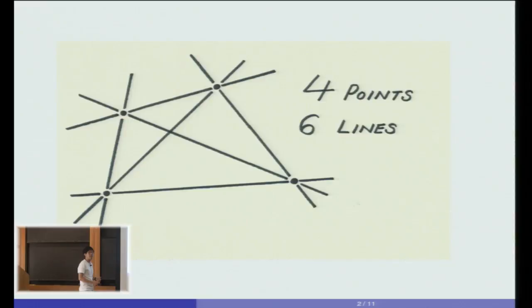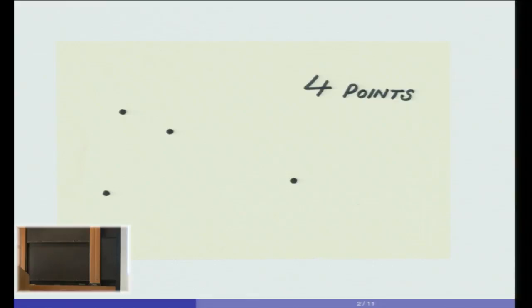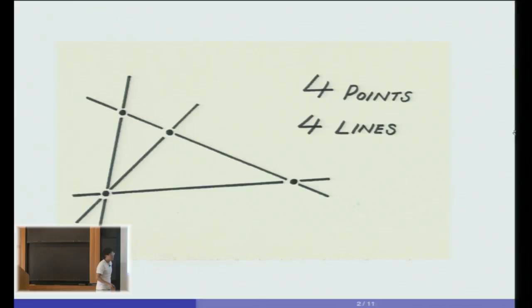Of course, if you pick a different collection of points, you will generate different incidences. So if you pick the fourth point and move it into a little bit more special position, then the incidence you're going to generate will be of this form, where you have four points and four lines.